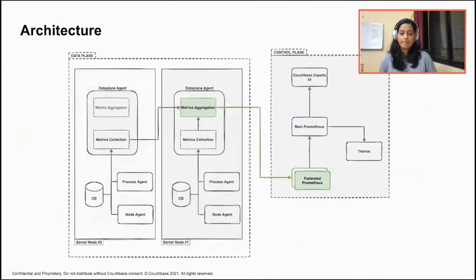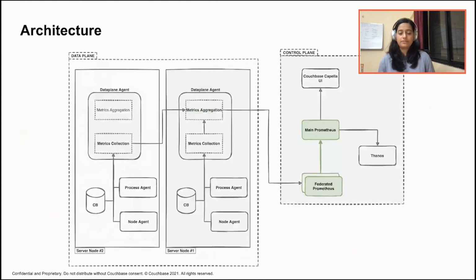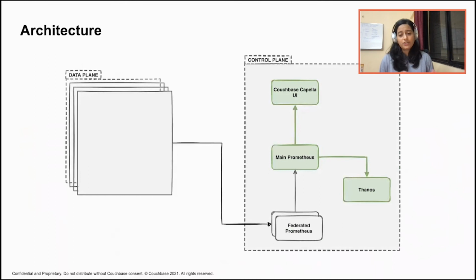Later on, all of these federated Prometheus have scraped the metrics, and these metrics are then scraped by the main Prometheus, which is where you have metrics from multiple such Couchbase clusters. So essentially, you have a fleet of Couchbase clusters, each of these acting as targets, and the main Prometheus receives metrics for all of these Couchbase clusters, and it stores them in an open source tool called Thanos, which is used for long-term storage of metrics.